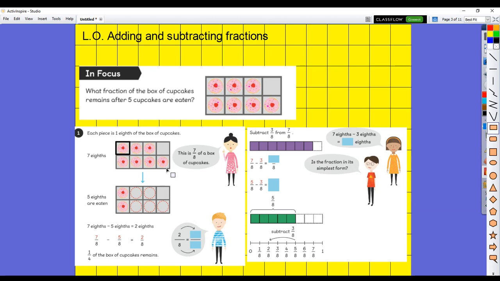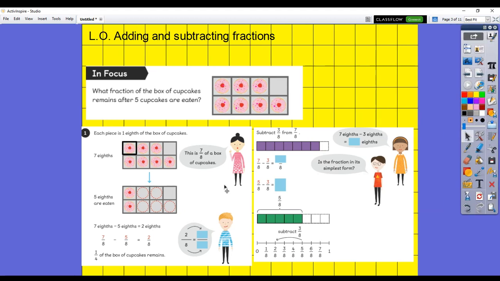Okay, so our calculation is going to be 7/8 take away 5/8. So if we look at it pictorially on this picture here where my mouse is, we're just going to cross off or take away, like the picture's showing us here, 5/8. How many cupcakes have we got left? That's right, we've got 2/8.